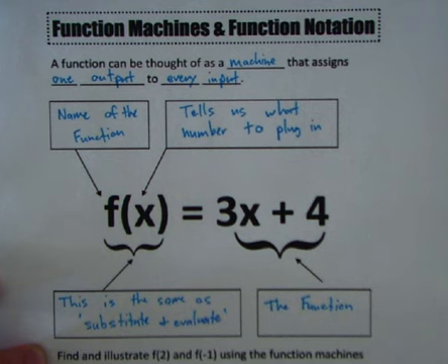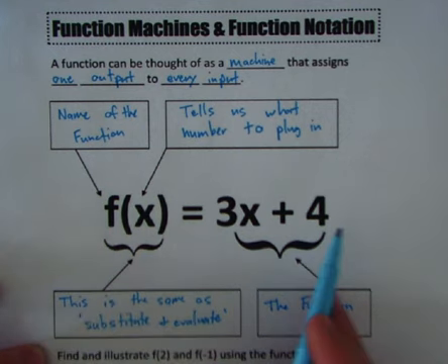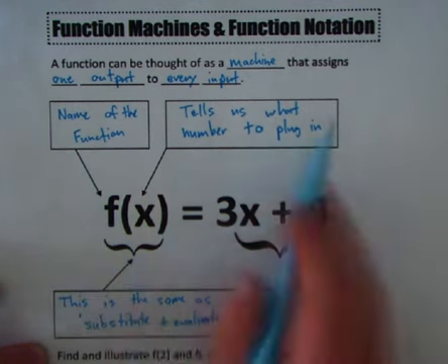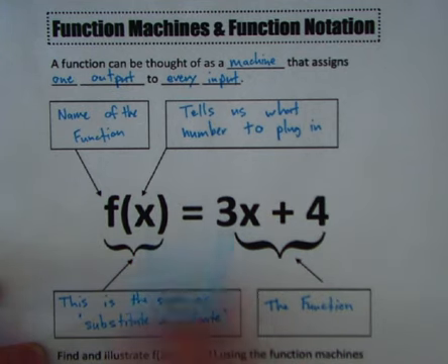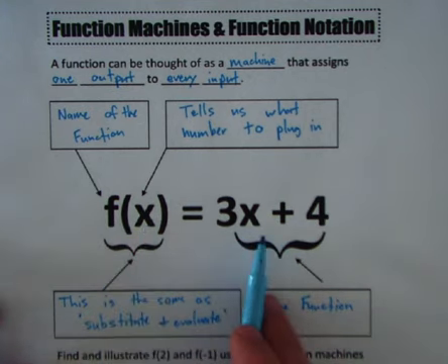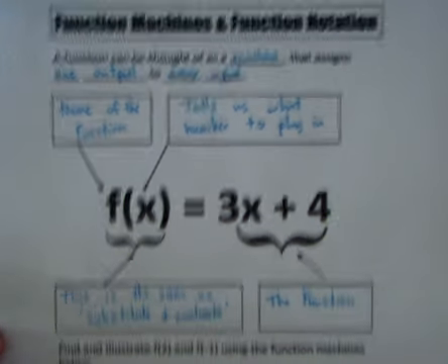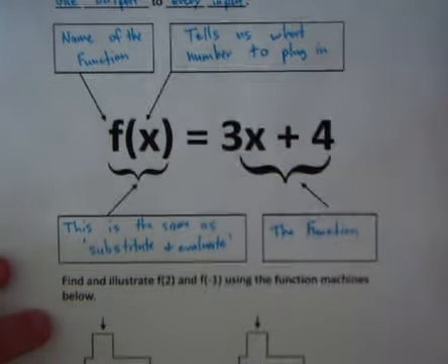Okay? So f of x equals 3x plus 4. The name of the function is f. X is the number we're going to plug in. 3x plus 4 is the actual function. We're going to plug whatever input we get here into this value, and then we're going to substitute and evaluate. Well, let's try that.